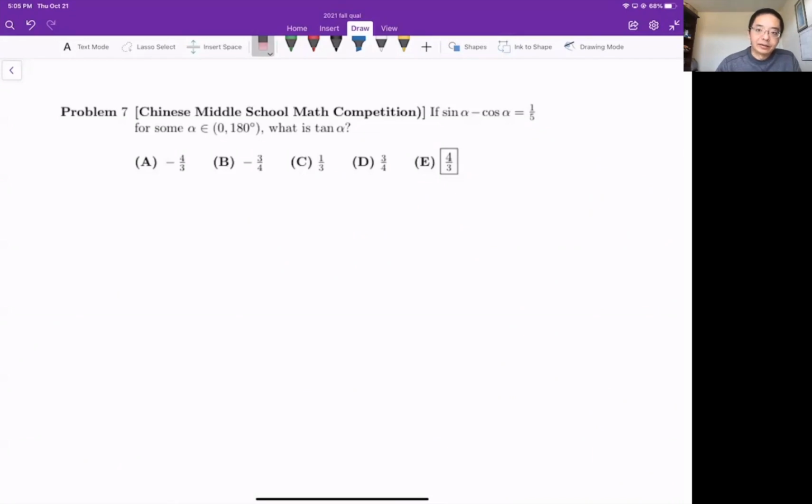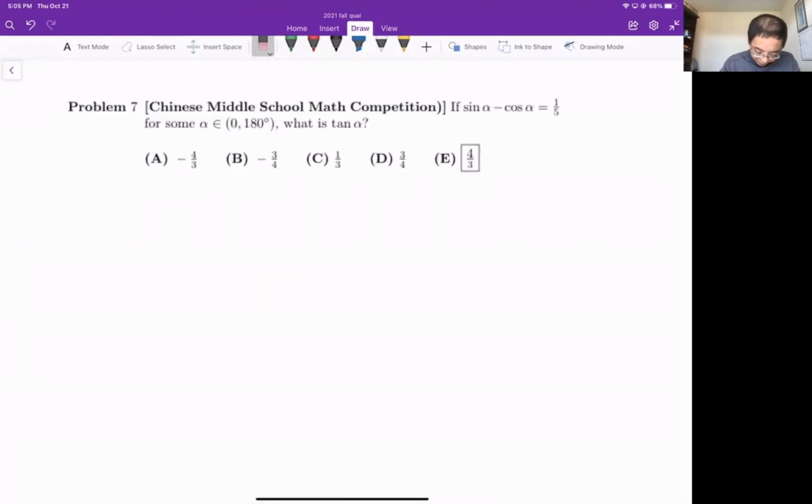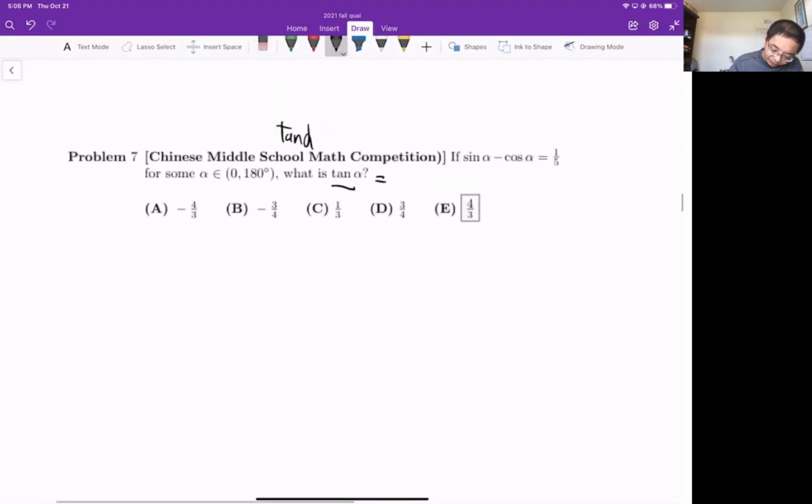Question number 7. Here we know sine alpha minus cosine alpha equals 1/5, for alpha between 0 and 180 degrees. So here we use the unit of degrees. The question is, what is tangent alpha? Now let's recall, tangent alpha by definition equals sine alpha over cosine alpha. So basically we just need to figure out what is sine alpha and what is cosine alpha.